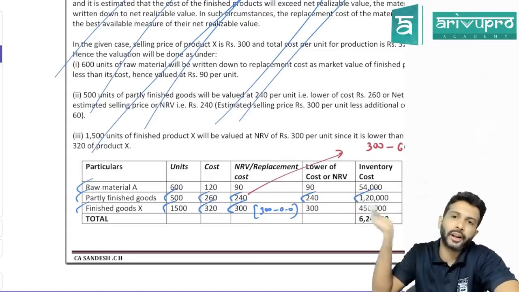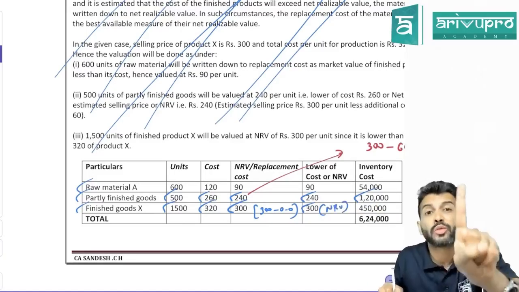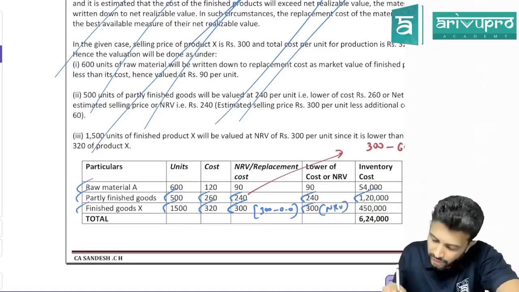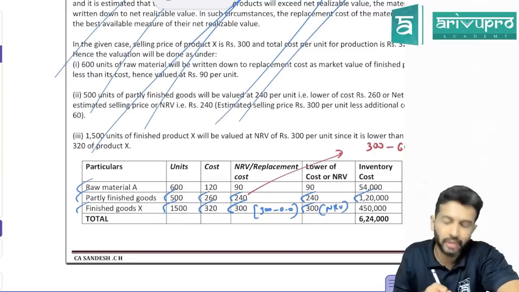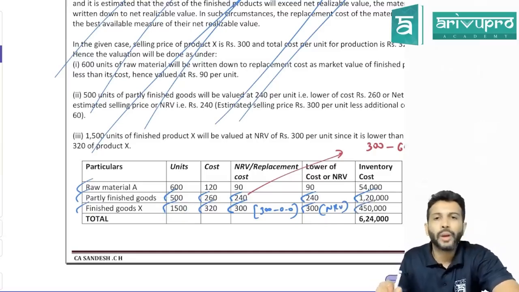Inventory should be valued at cost or NRV, whichever is lower. 320 or 300. Which is lower? 300. Keep that in mind. This 300 is what? NRV. So finished goods is valued at NRV. Each unit should be valued at 300. How many units do you have? 1,500. So total valuation will be how much? 4.5 lakhs.